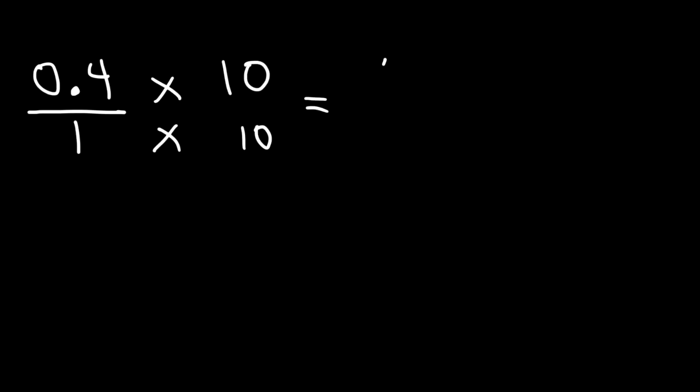Now the first thing that I recommend doing is writing this over 1. Now we need to get rid of the decimal number, and so we need to multiply 0.4 by 10. And whatever you do to the top of a fraction, you must also do to the bottom, so that the value of the fraction remains the same. So we need to multiply the top and the bottom by 10. So 0.4 times 10 is 4. 1 times 10 is 10. So now we have a fraction, 4 over 10.